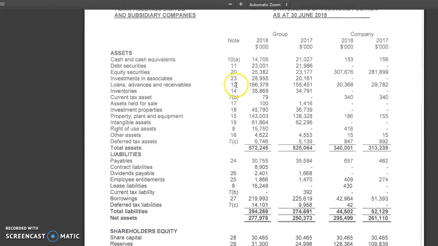So to know more about their receivables, you have to go to note 12 towards the bottom of this document. Those are the receivables for the group, and for the company, these are the receivables for the company. So you can analyze that and do a ratio on that. And also the payables, you can go to note 24. You can see this is for the group, the payables for the group, and this is the payables for the company. So again, do an analysis on that.